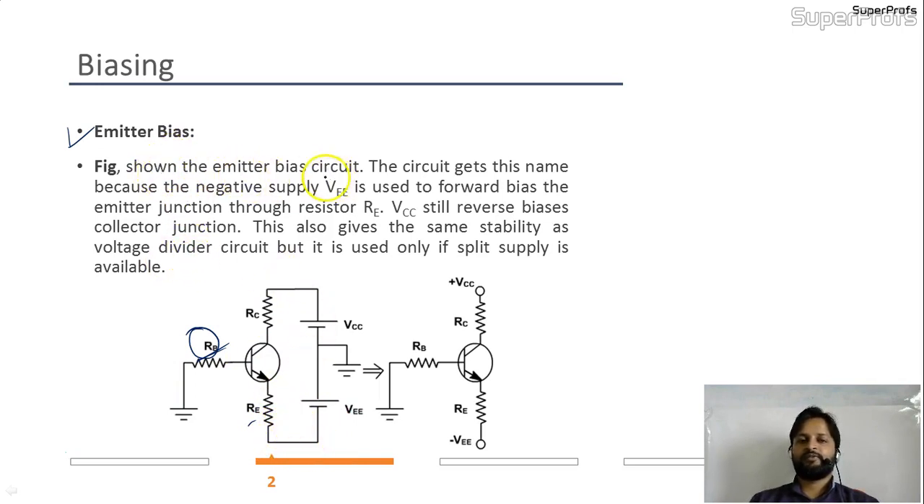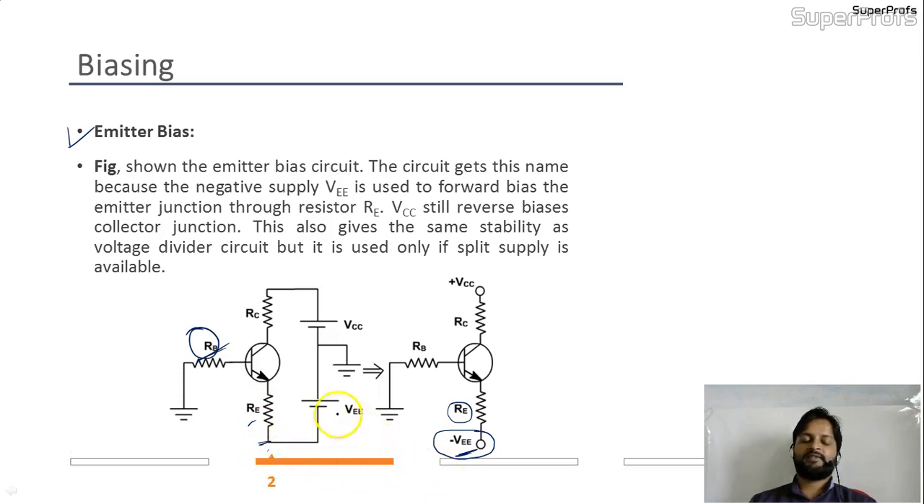See, shown is the emitter bias circuit. The circuit gets this name because the negative supply VEE is used to forward bias the emitter junction through resistor RE. See, we are applying here minus VEE to this emitter to make it forward bias. For all earlier biasing, we didn't have any voltage across emitter. The emitter was always grounded. It may have some resistive component, but it was grounded.